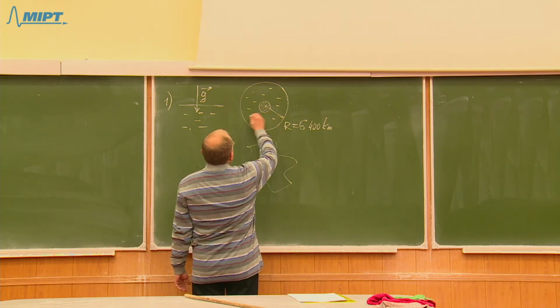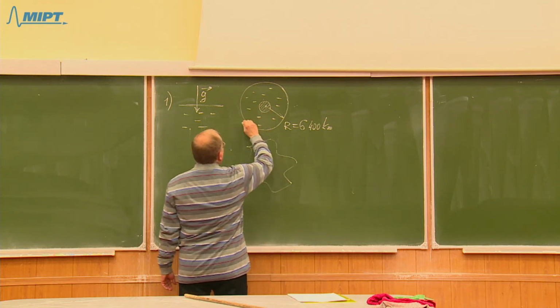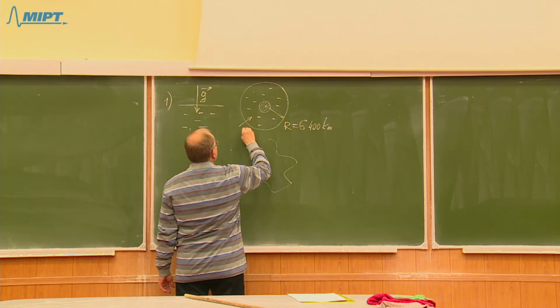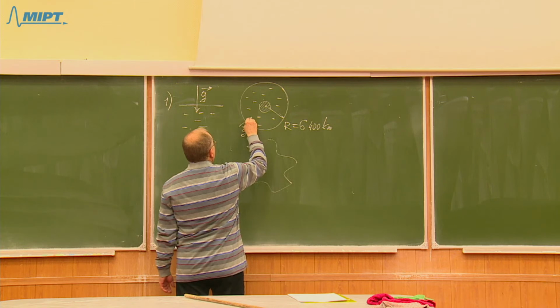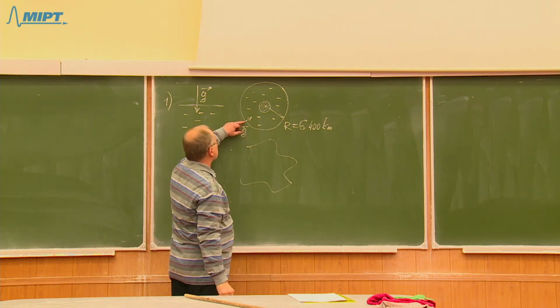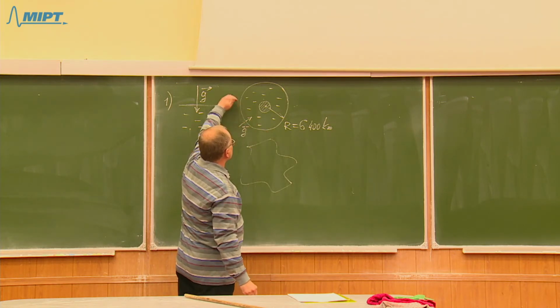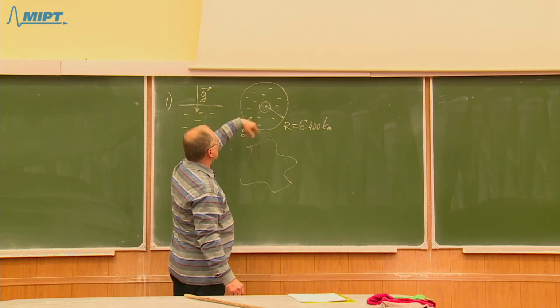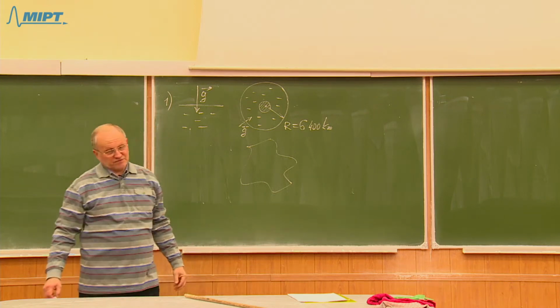And therefore, the vector of acceleration of free fall in every point of the planet's surface is perpendicular to the surface of this liquid. And so the planet is spherical.